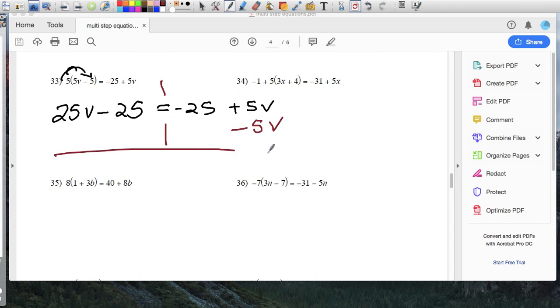It's a matter of choice. You can just get rid of the 25v if you like. So minus 5v over here. This will go out. Negative 25 comes down, and then here I have 20v minus 25.